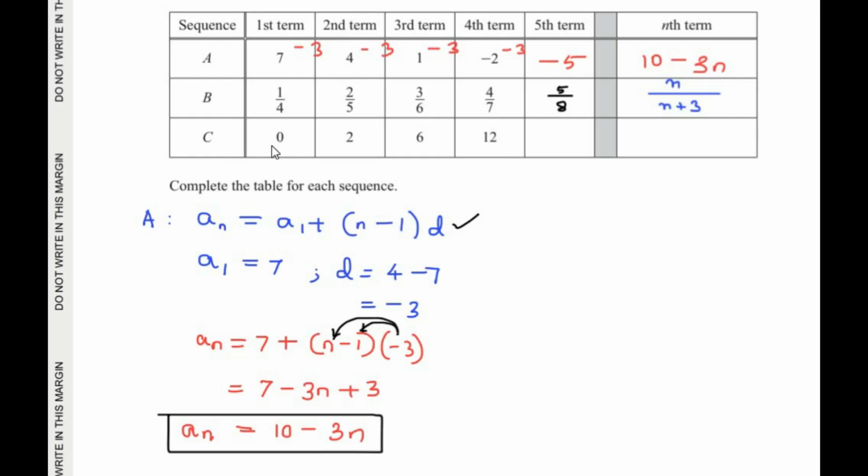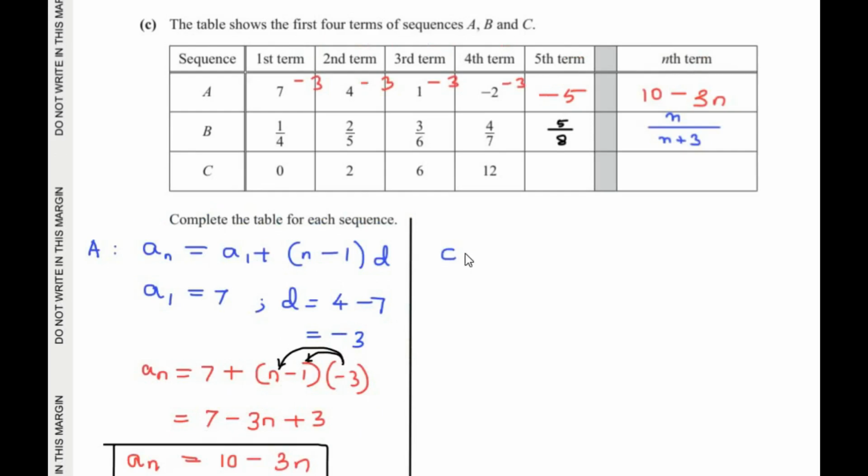Now for the C1. Now let us see if there is a common difference for this given sequence. Let me write it over here. Now for the sequence C, let us say it's been given that it is 0, 2, 6 and 12. So let us find out the common difference. That is 2 minus 0 gives us 2, 6 minus 2 gives us 4, and 12 minus 6 gives us 6. Common difference is not same as it was in sequence A.